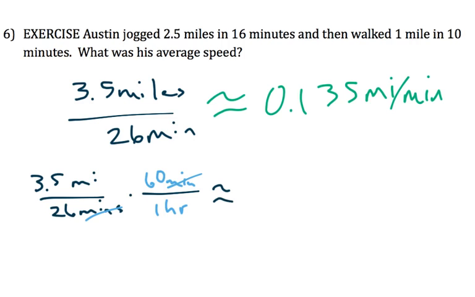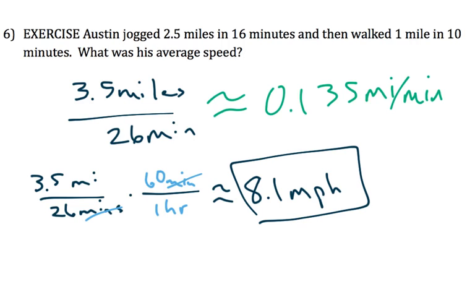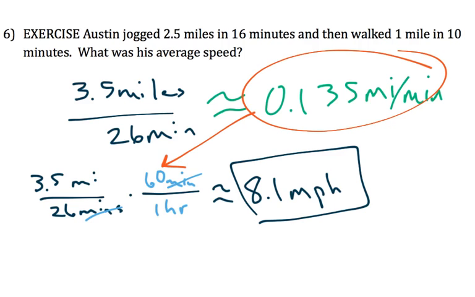Problems get more challenging. It's nice to look at stuff like that. And when I figure this out, I'm going to get 3.5 times 60 divided by 26 equals approximately 8.1 miles per hour. And that would be his average speed. Now hold on, wait, why did I not just take this number and multiply it by 60? Well, I could have done that, but here's the tip.